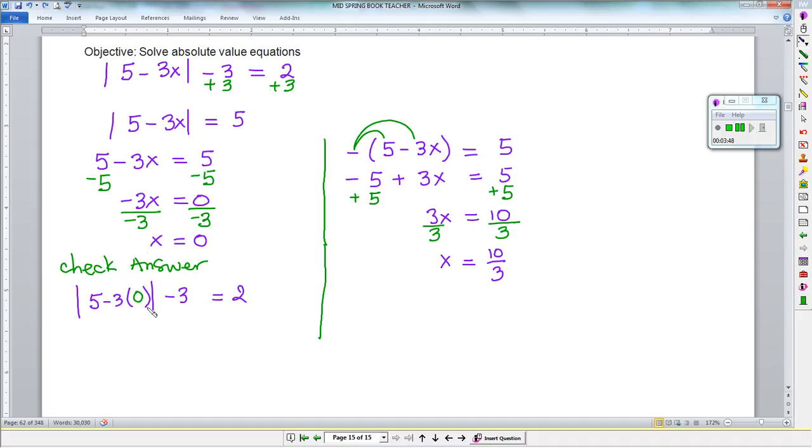So now we will simplify inside the absolute value. We multiply first, so negative 3 times 0 is 0. So 5 minus 0 is 5. So it's just the absolute value of 5 minus 3. Is it equal to 2? Yes, because the absolute value of 5 is 5. So 5 minus 3 equals 2, or 2 equals 2. So this is true. We can conclude that x equals 0 is a solution.